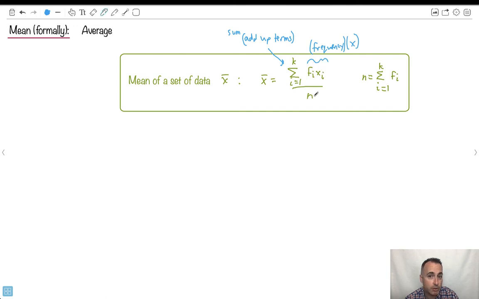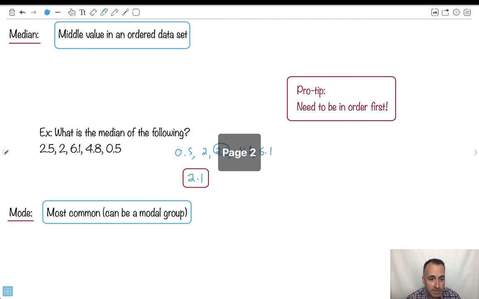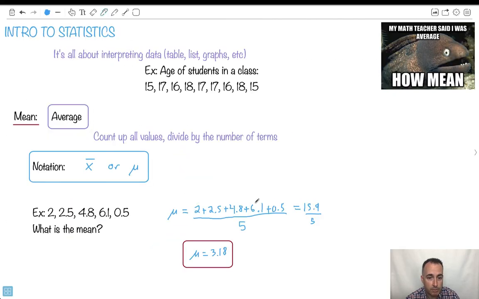N is the number of terms. And this right here is just the number of terms. So you can think of it then, you just add up all the frequencies. That's what this means. Add up all the frequencies, because that will tell you how many terms there are. I'll explain that with an example in a second, okay? So I'll just show you how to formally do it. Although the notation may look crazy, it is just doing what the example I showed you before. You add up all the terms and divide by the number of terms.